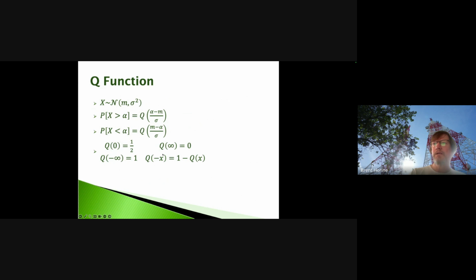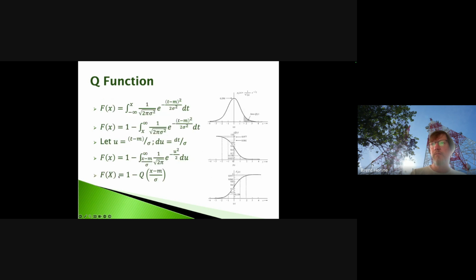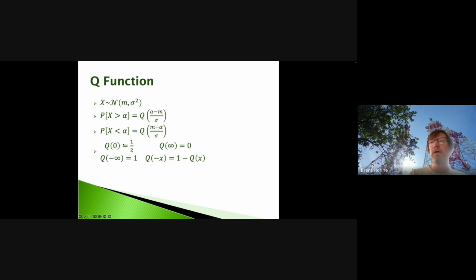So we can see that Q of minus x is equal to 1 minus Q of x. These are related in that way. Some handy things: Q of infinity is 0, and Q of minus infinity is 1. It's kind of opposite of F of x because it's equal to 1 minus that. Q of 0 is 1/2, so it's halfway in between 0 and 1.